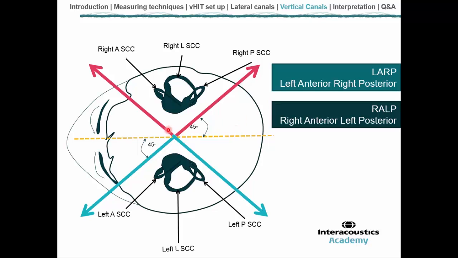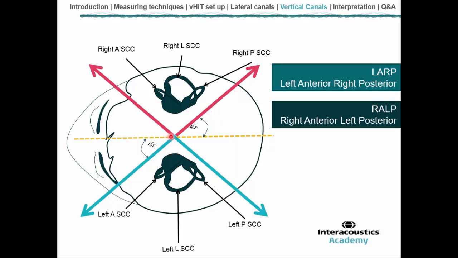Then to measure the other 2 vertical canals, we measure in the opposite direction, so we test the right anterior and the left posterior. So in order to measure the impulses from this patient, to measure the left anterior, if you have the patient looking at a target directly in front of you, you're going to be pushing the head down at a 45-degree angle. To test the right anterior canal with the patient looking at a target at 0 degrees, you're going to be pushing the head down at a 45-degree angle to the right.